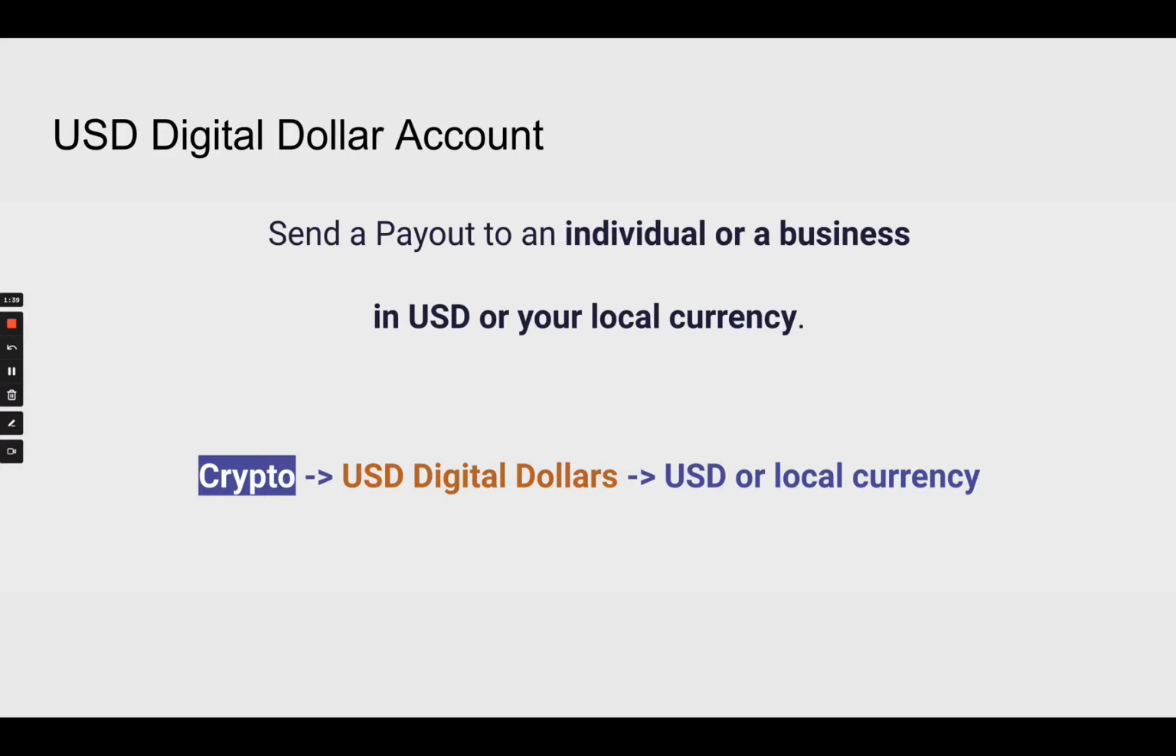With a digital dollar account, you can send a payment or payout to an individual like yourself, friend or family, or a business in US dollars if they require US dollars, USD, or they can receive it in their local currency. So you go from crypto to digital dollars and from digital dollars to traditional dollars or your local currency. With this process, you can keep your funds and reserve in crypto to hedge against inflation or to have some liquidity around buying crypto. And then when you need to send a payment, when you need to pay an individual or a business, you can go ahead and essentially convert that to digital dollars and then to actual currency.